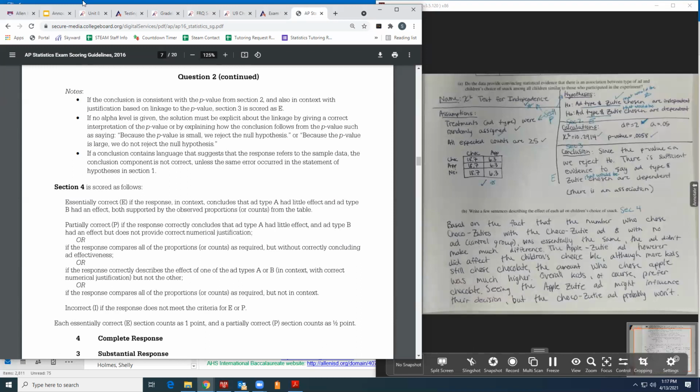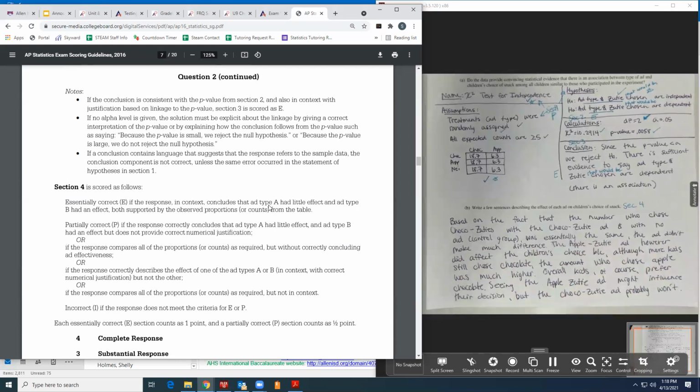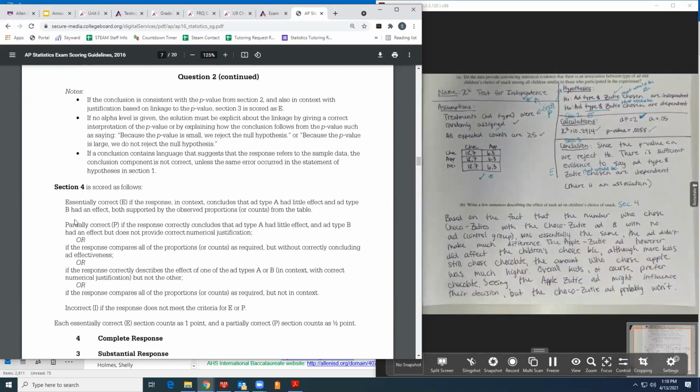Overall kids, of course, prefer chocolate. Seeing the Apple Zootie ad might influence their decision, but the Choco Zootie ad probably won't. So I said it was essentially the same, so the ad didn't make much difference. So the ad that had little effect, it was definitely in context. And ad type B had an effect. The Apple Zootie ad did affect the children's choice, both supported by the observed proportions or counts from the table.